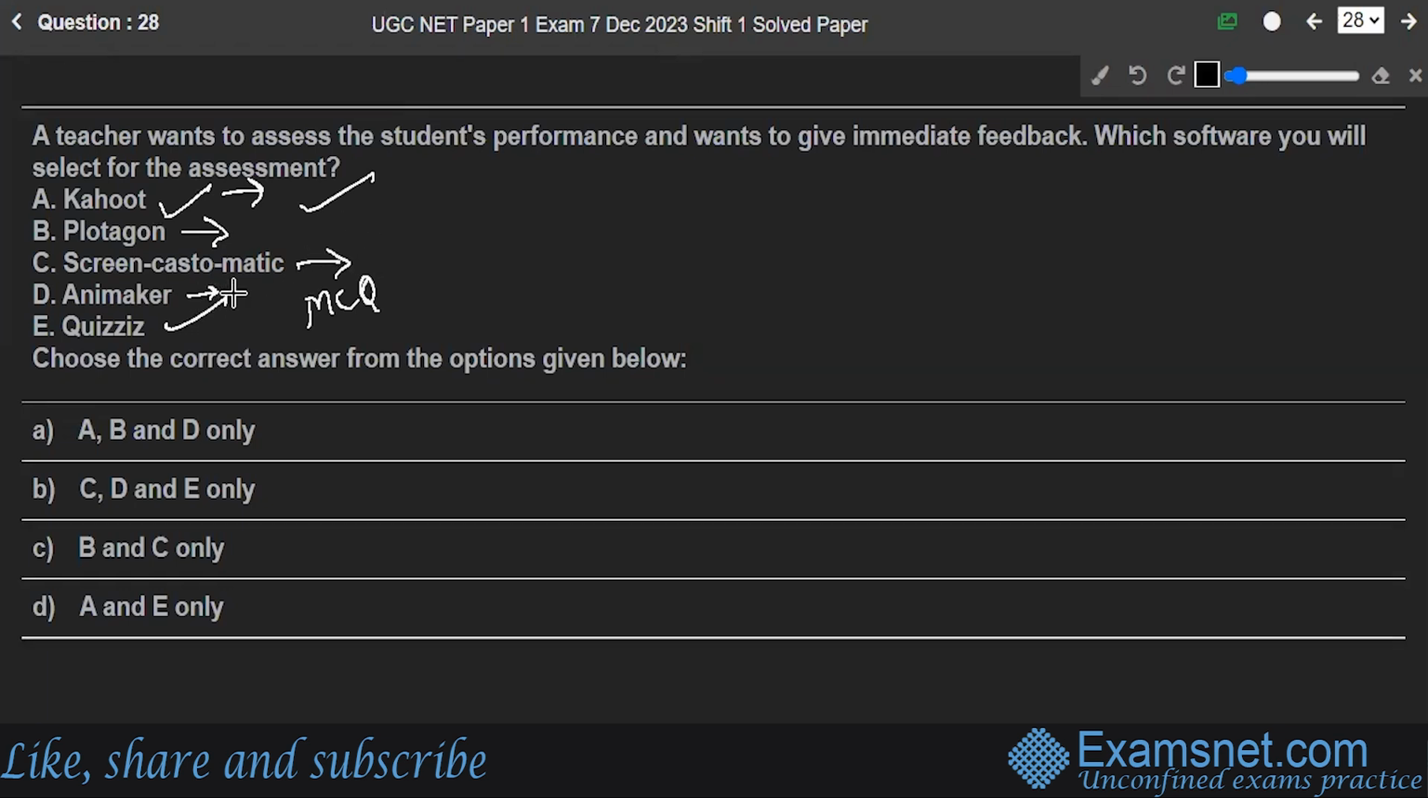And the Animaker, as the name suggests, this is an animation platform similar to Plotagon, and it focuses on creating animated videos, doesn't provide assessment capabilities with immediate feedback. So you have option A and E as the right answer. Hope you got that. Let's move to the next question.